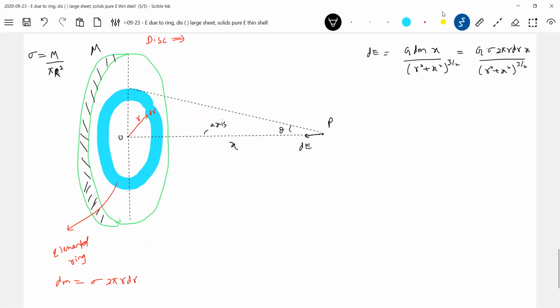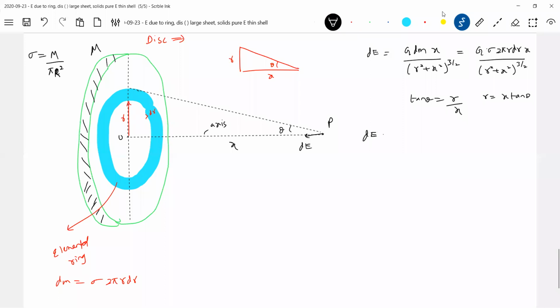Now I'll take help of the triangle. Let me give r here like this. You have a triangle. This is theta, x, and this is r. What is tan theta from the triangle? r by x. So everywhere you replace r with x tan theta. Let's see what we get now.